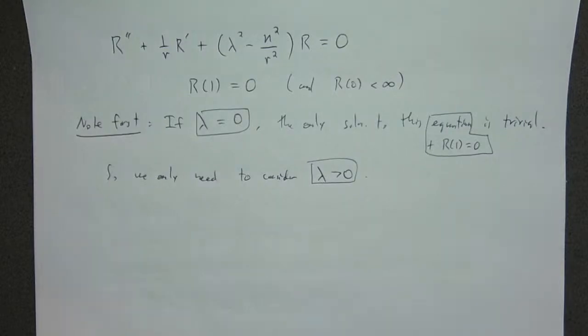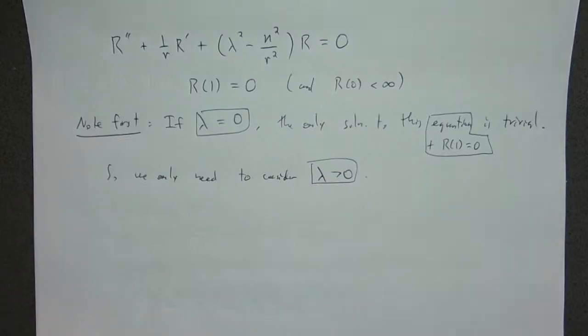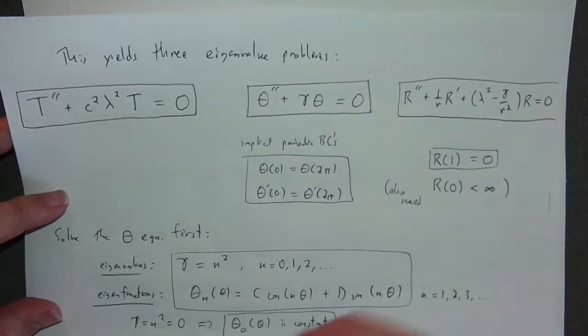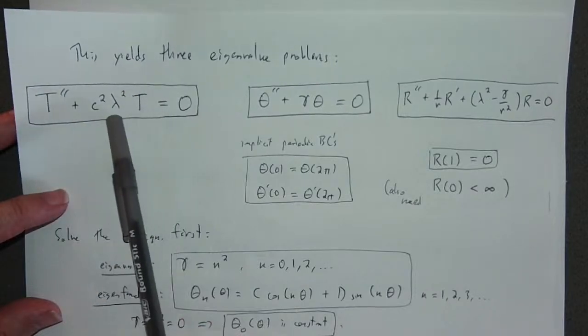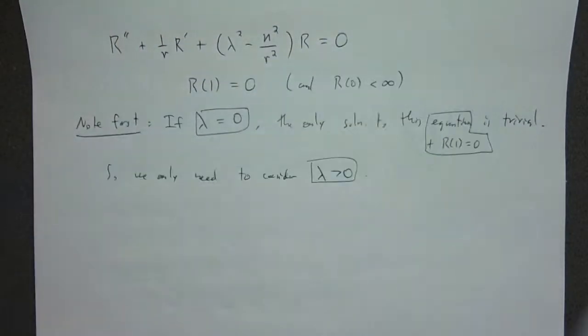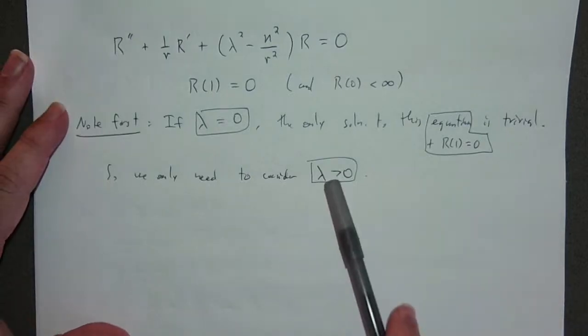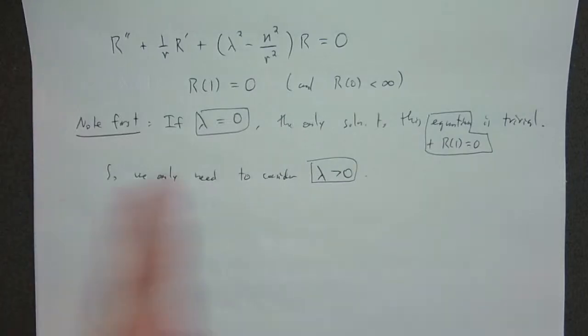Okay, and since we know that this lambda is greater than 0, going back to our 3 eigenvalue problems, it means that when we turn our attention to the t problem, we only have to consider that case. We don't have to consider the 0 eigenvalue case here. And so now I have to find these lambdas from the R equation. So let's do this, right?